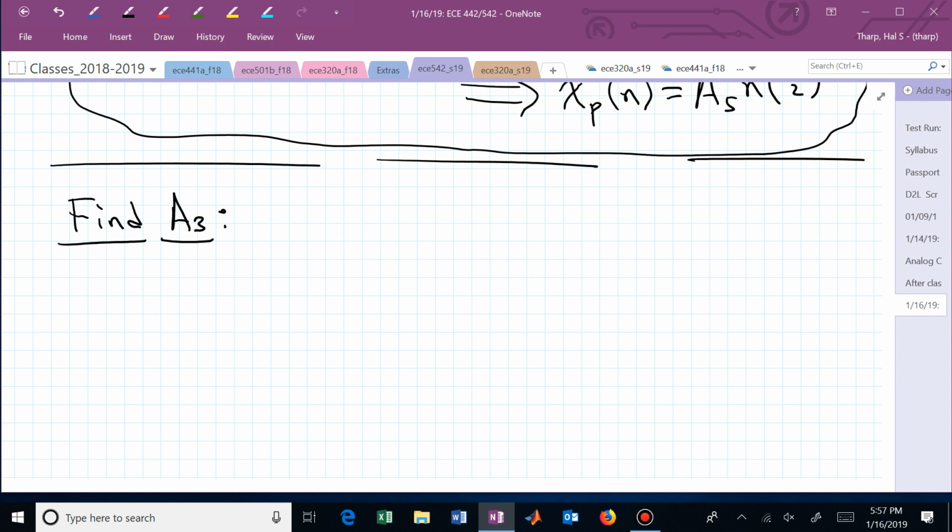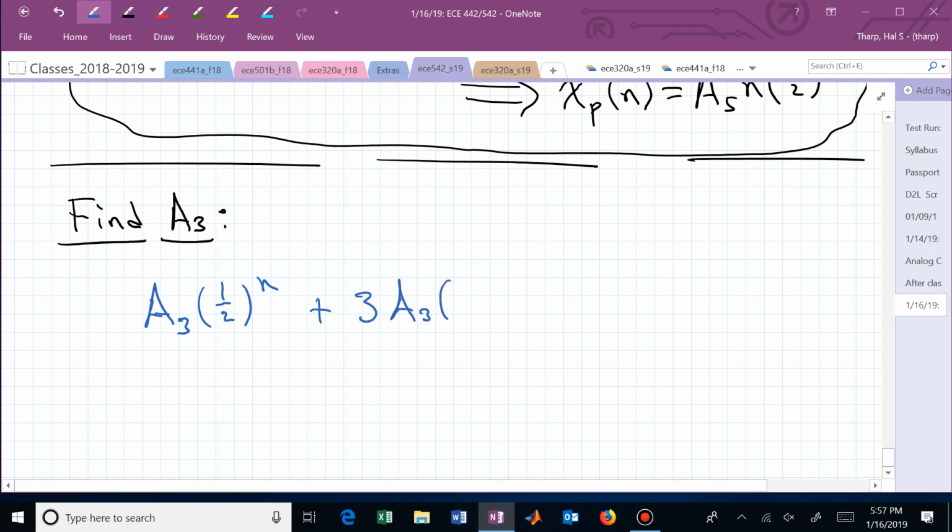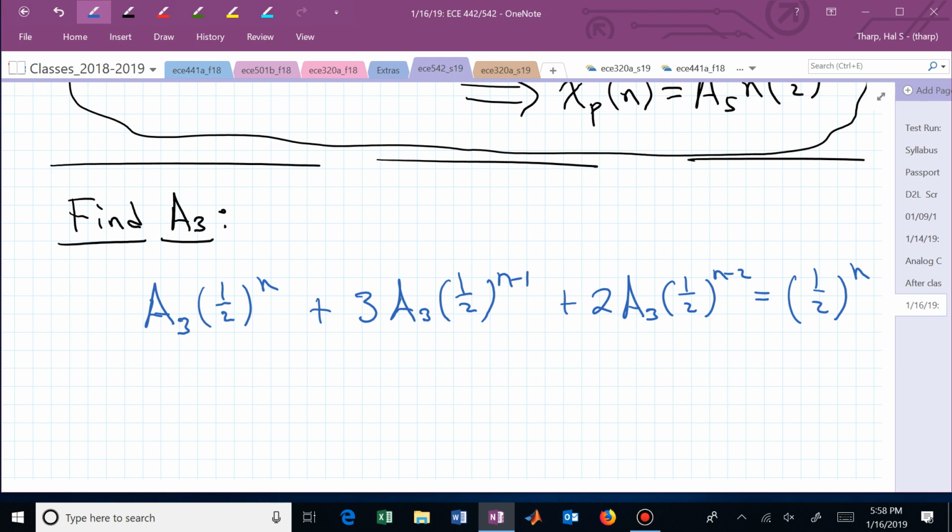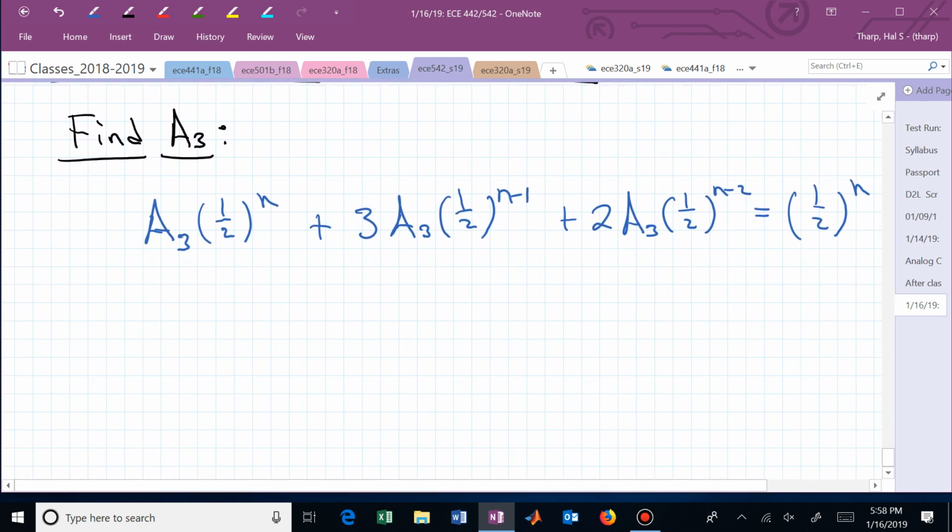That's now x of n, but we're assuming x of n was a sub 3 1/2 to the n, plus 3 times x of n minus 1. So that's now 3 a sub 3 1/2 to the n minus 1, plus 2 a sub 3 1/2 to the n minus 2, and that's equal to the driven or forced difference equation, which was equal to 1/2 to the n. We now want to use this relationship to find a sub 3. That's the only unknown parameter in this. We can pick whatever n we want, but it's probably easier to start with something simple.